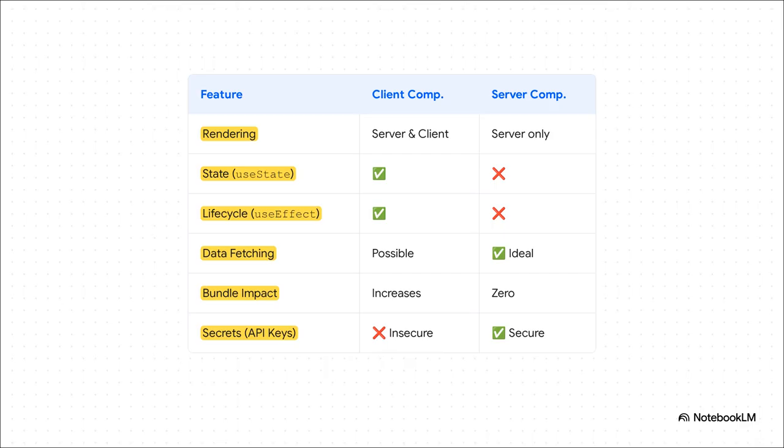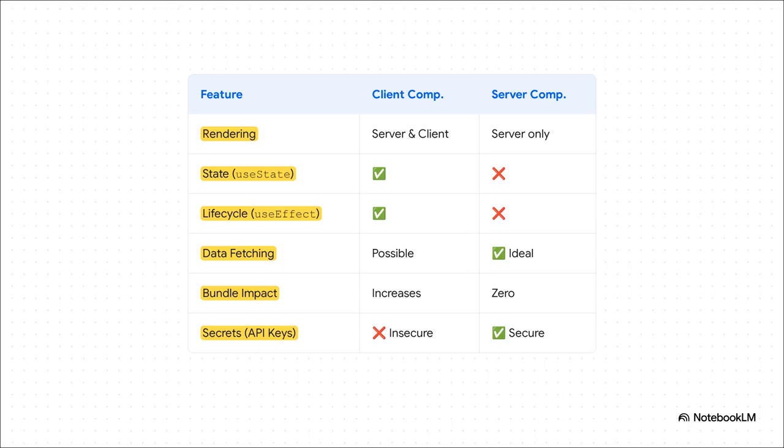Let's just quickly look at the capabilities here. If you need state with useState or lifecycle events with useEffect, you have no choice. You have to use a client component. But check out where server components just completely dominate. They are the absolute best place for data fetching, they have 0 impact on your bundle, and this is a big one, you can safely use secrets like API keys directly in them because they never leave the server.